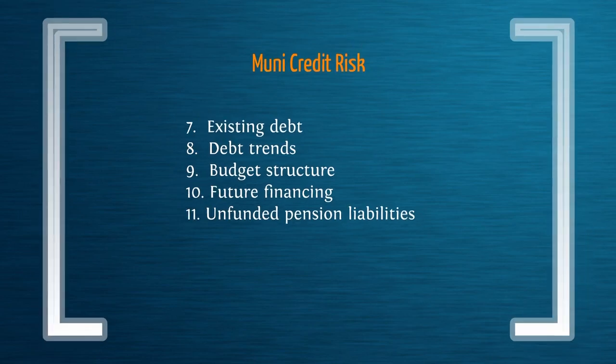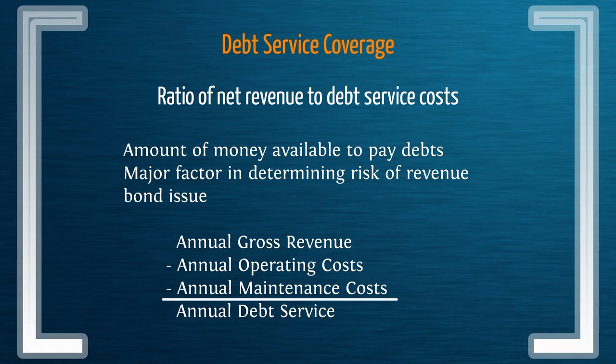A tool that we use to assess how much revenue is available for a revenue bond is something called the debt service coverage. We want this ratio to be as high as possible, and it's simply the annual gross revenue less operating costs and maintenance costs divided by the debt service.